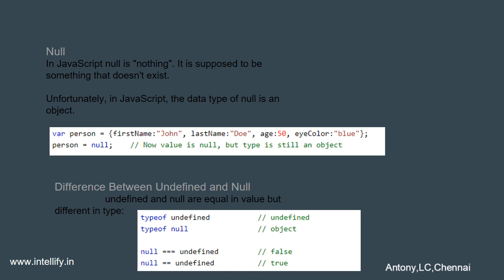Now we will see the difference between undefined and null. Undefined and null are equal in value but different in type. As I already told, typeof gives you what type of data it is. So here we see the typeof undefined is undefined. The typeof null is object. The typeof null always returns object. Null triple equal to undefined is false. Null double equal to undefined is true, because the triple equal refers to the same data type, but the double equal just checks whether it has the same value or not. That's why the triple equal gives false and the double equal gives true.